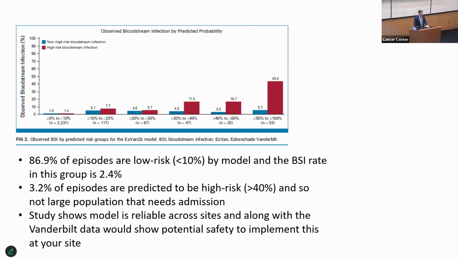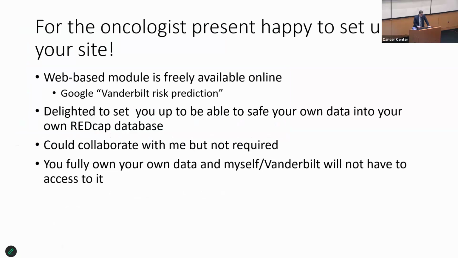3.2% of the people were high risk, and so again, small numbers that we really would have to admit. And so it really shows that the model, I think, is reliable across sites. And along with the Vanderbilt data, it showed that there would be potential safety to implement this at your site.